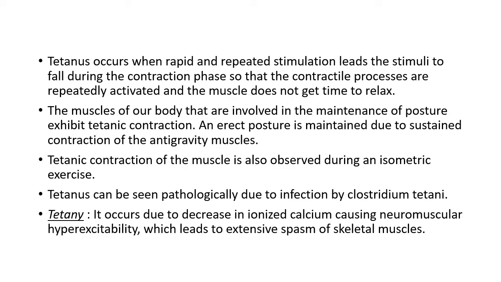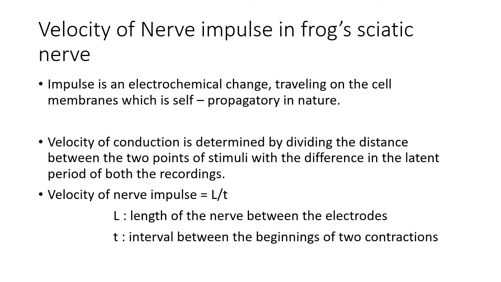And then tetany. So there is a difference between tetanus and tetany. We already talked about tetanus. So what is tetany? Tetany occurs due to decrease in ionized calcium causing neuromuscular hyperexcitability, which leads to extensive spasm of skeletal muscles. So that was all about genesis of tetanus.